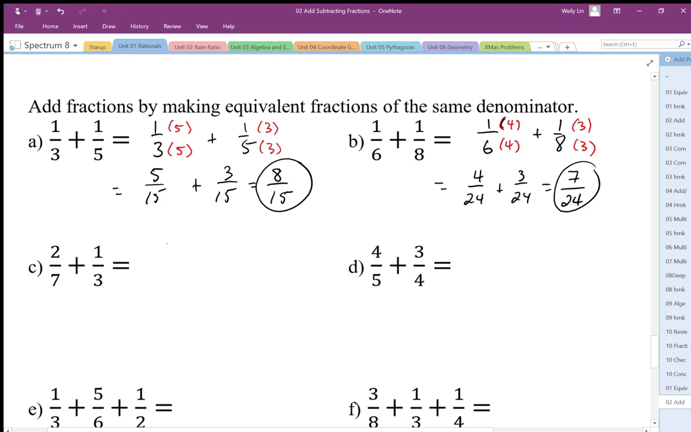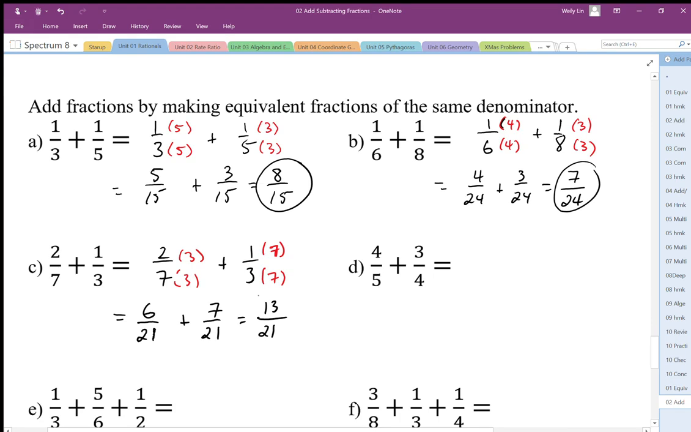So same thing here. This time I'm going to use times 3, times 7. Okay, so I'm going to use times 3 to get 21 here. And then I'm going to use times 7 to get the 21. So my factor, again, this is the important part, showing me this factor, times 7. Okay, I'm going to end up with 6/21. That's equivalent to 2/7. I'm going to end up with 7/21, which is equivalent to 1/3. And together I count 13 pieces, and the size of the pieces is 21/21 size pieces.